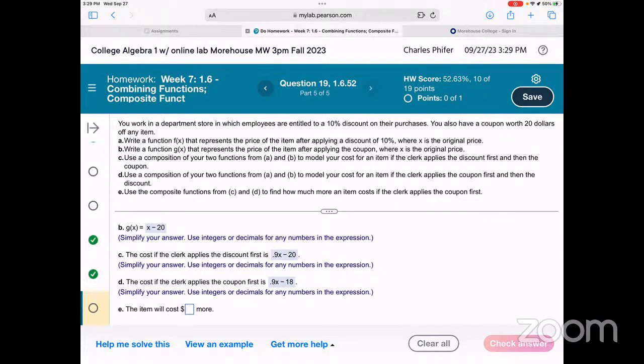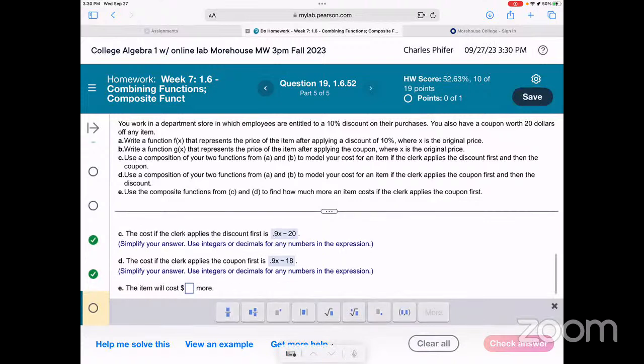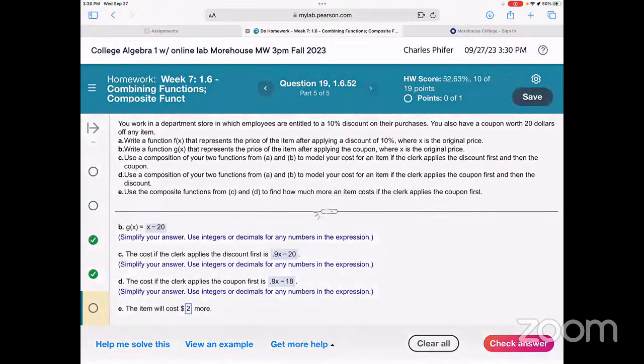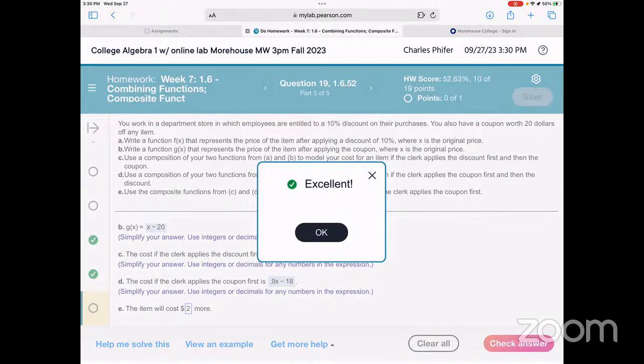If we say C, it looks like we're paying $2 more, right? Because if we say C minus D, we basically get -2. So that means we're paying $2 more if we apply the coupon first. So that's interesting. The order in which you apply these discounts affects how much you pay.